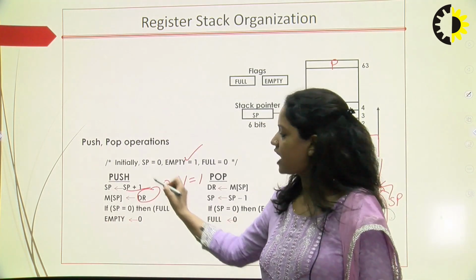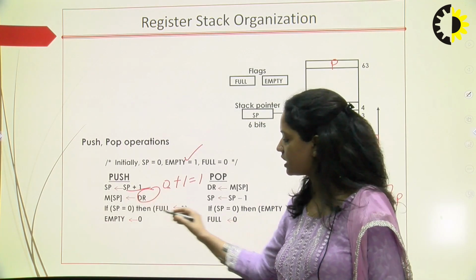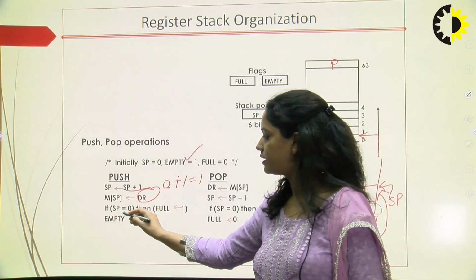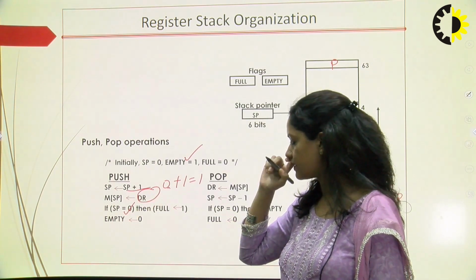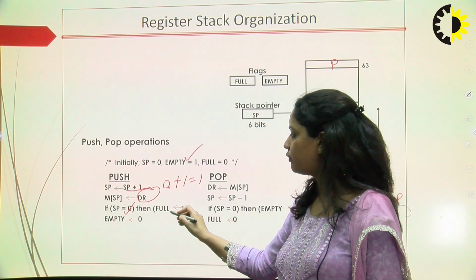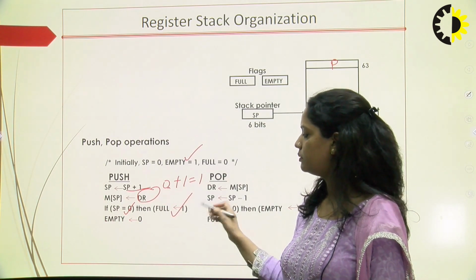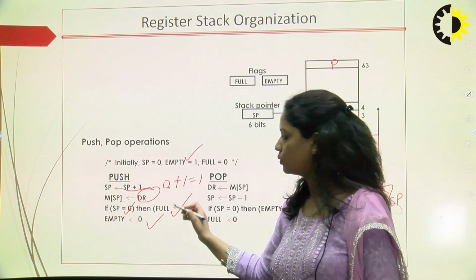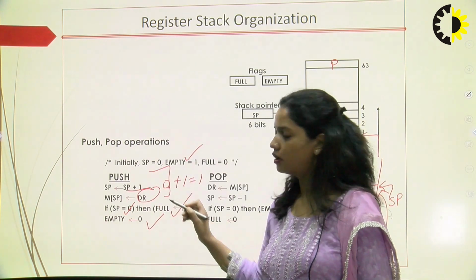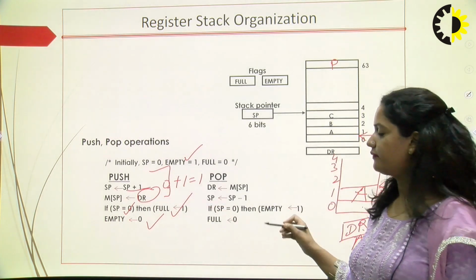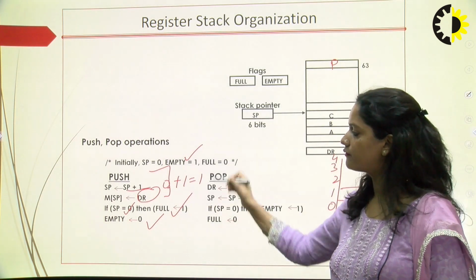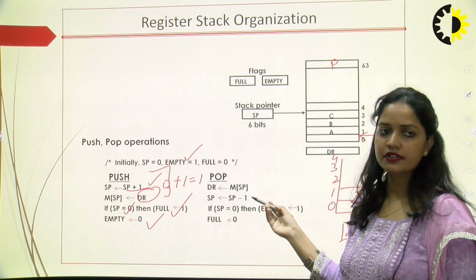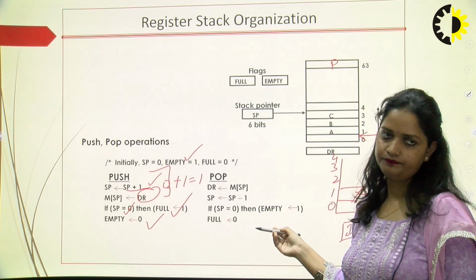Now, after transmission of data, we have to check one condition also. This condition says that if the stack pointer is at location 0, then full is equal to 1 and empty will be 0. If this condition is true, then the push operation will not work. If this condition is false, then we come back to this increment operation, and again we can insert elements into the stack.